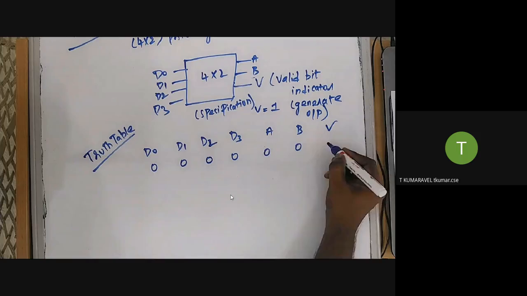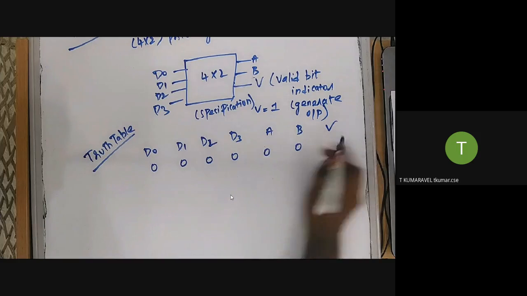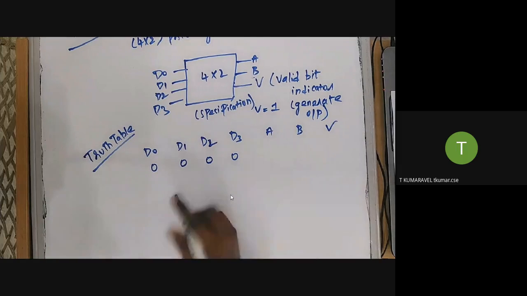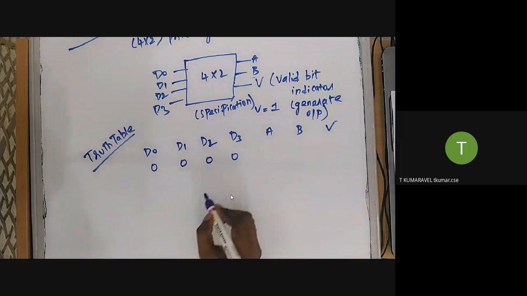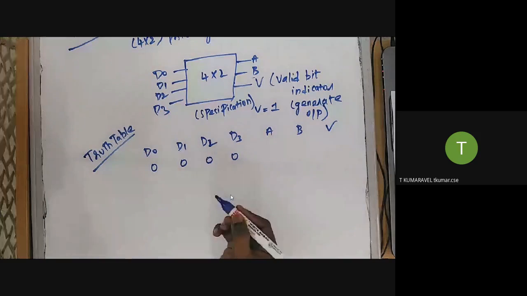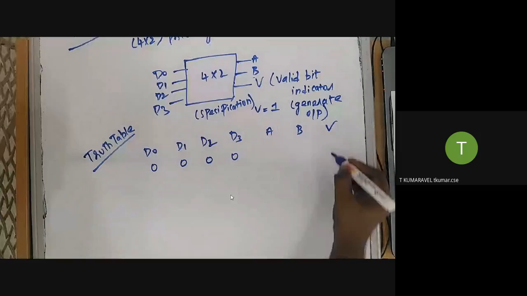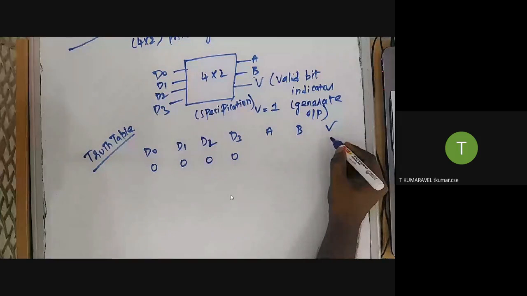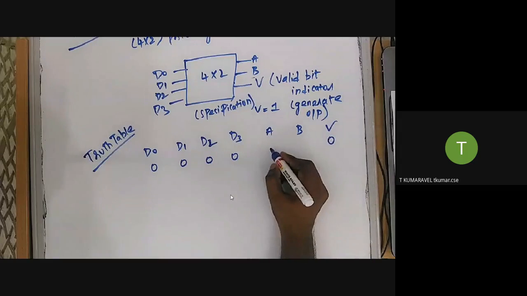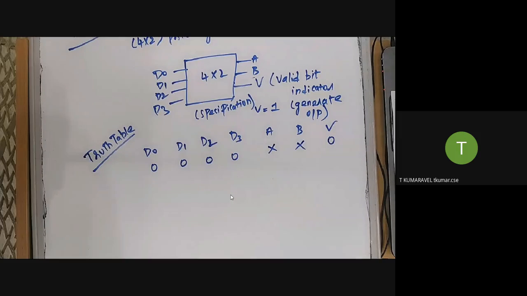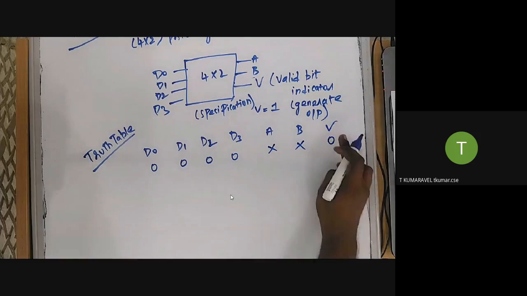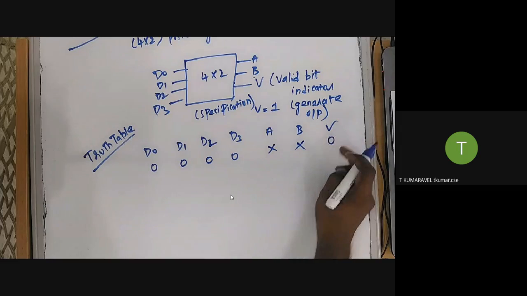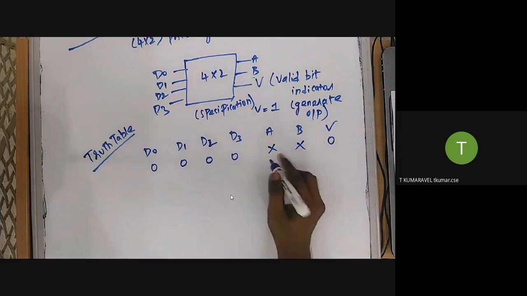Suppose I'm a user. Initially, I'm going to consider all the bit values equal to 0. Assume that the V value equals 0, so while collecting the output, I do not consider this row. Whenever the V value equals 1, then only I'm going to consider this value.